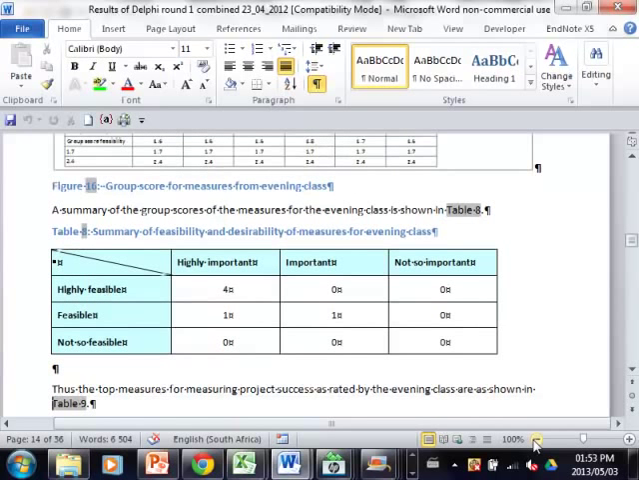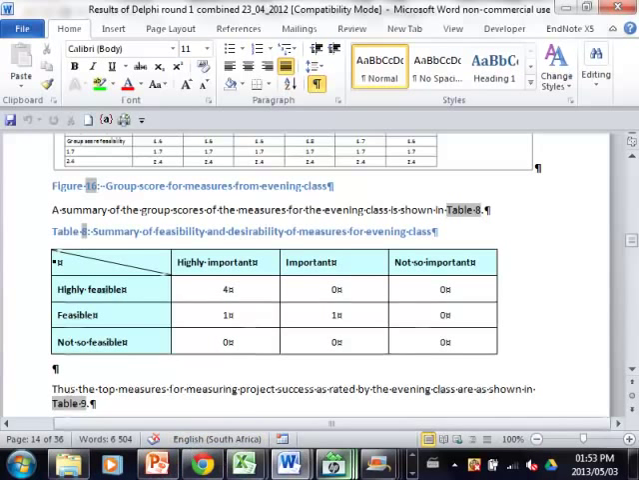And then at the end of the day, we look at which of them are highly important and highly feasible. And these are then the top measures that we will go further with. All right. And this report would be the typical type of report which you would give to your participants, so they can see where the ratings ended up.